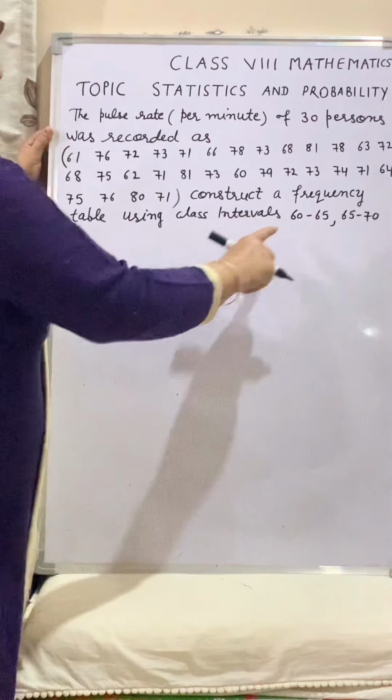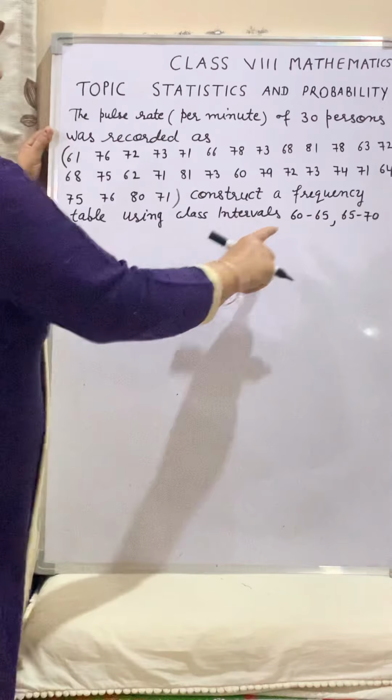Students, now you will learn about the grouped frequency table. What is the grouped frequency table? Read this statement carefully. The pulse rate per minute of 30 persons was recorded as follows. These are the pulse rates per minute of 30 persons.